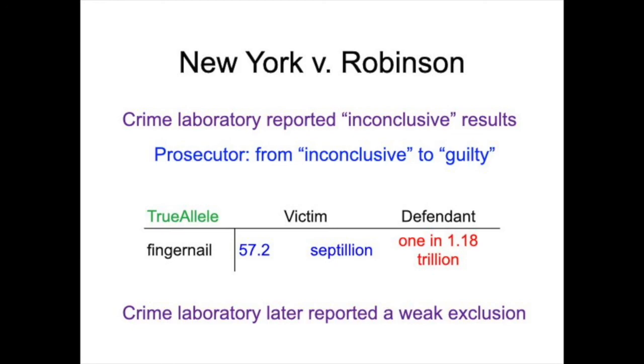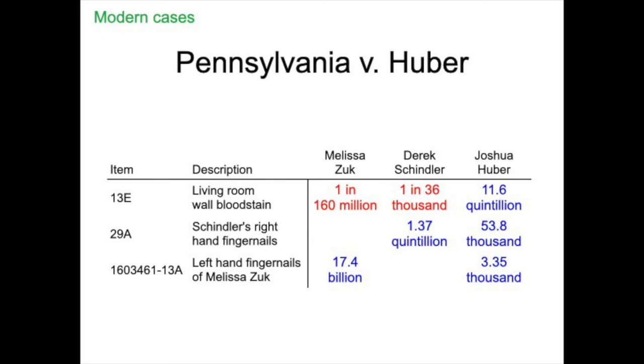TrueAllele reanalyzed the data, and the match statistic was 1 in a trillion. After we did our analysis, the crime laboratory revisited their analysis and reported a weak exclusion of about 1 in 1,000. I was also asked to touch on modern cases, so I'll do that now.